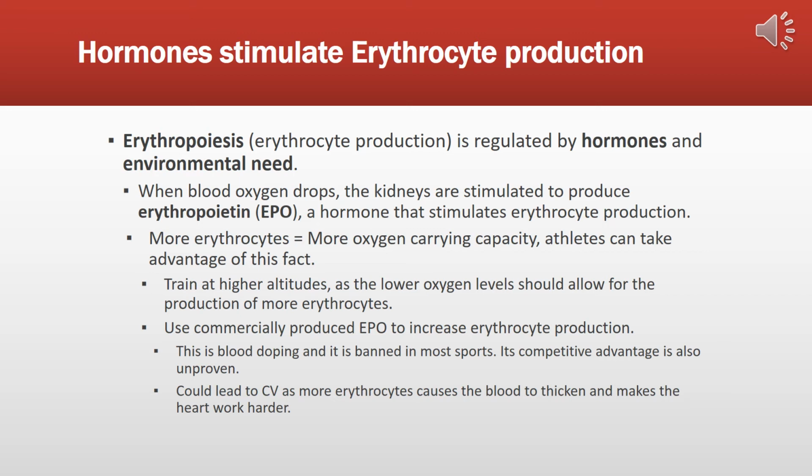And this is one fair way of increasing erythrocyte production. However, some athletes use commercially produced EPO to increase erythrocyte production, and this is called blood doping, and it's banned in most sports. However, its competitive advantage is also unproven, because if you increase your amount of erythrocytes too much, it can make your blood so thick that your cardiovascular system has a difficult time pumping it throughout your body.